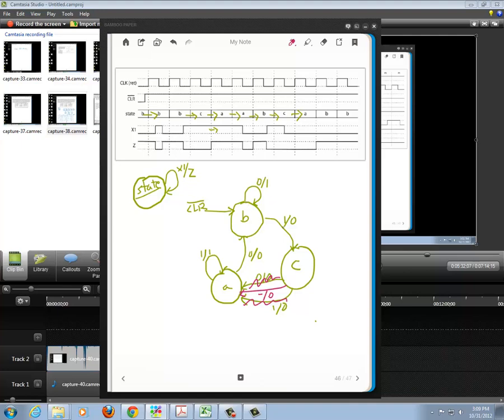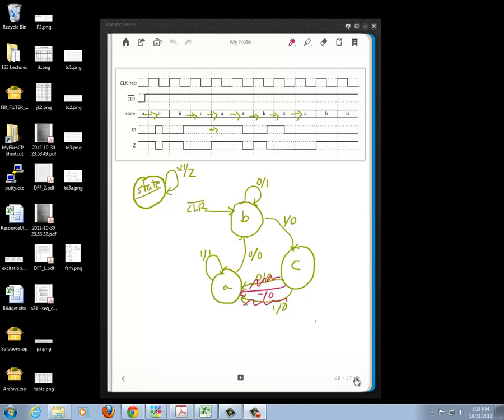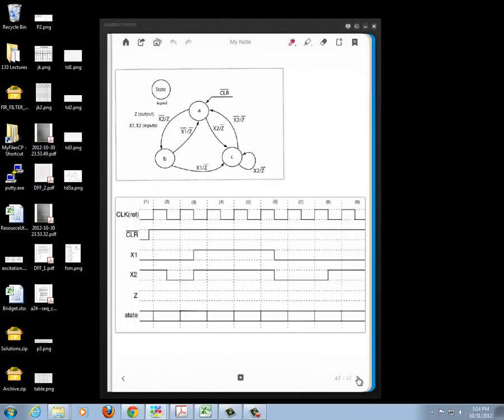Alright, and so we check that we've completed it because we have an X equals 0 transition and an X equals 1 transition coming out of B. We have both transitions coming out of C and both transitions coming out of A. So we are complete.